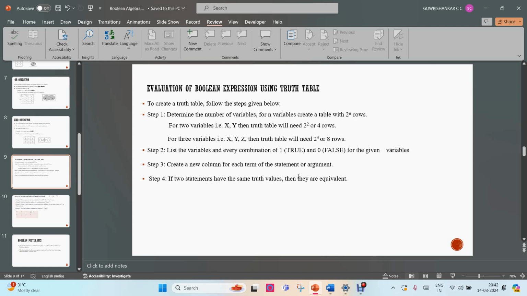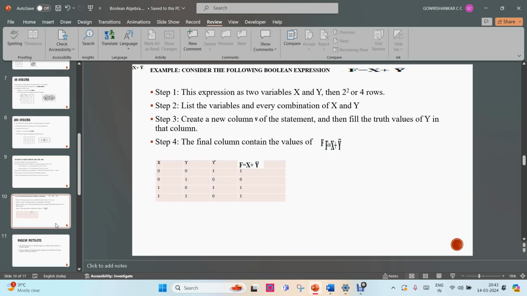If the statements have the same truth value, then they are equivalent. Example: consider the following Boolean expression. This expression has only 2 variables, so it must have 4 rows. Let us count the 4 rows: 1, 2, 3, 4.